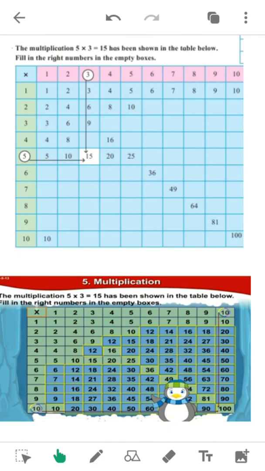Numbers from 1 to 10 are written in a row. Yes or no? Similarly, numbers from 1 to 10 are written in a column, and in between, the sign of multiplication is given. Yes or no? It means the multiplication of rows and columns is to be written in the empty boxes.